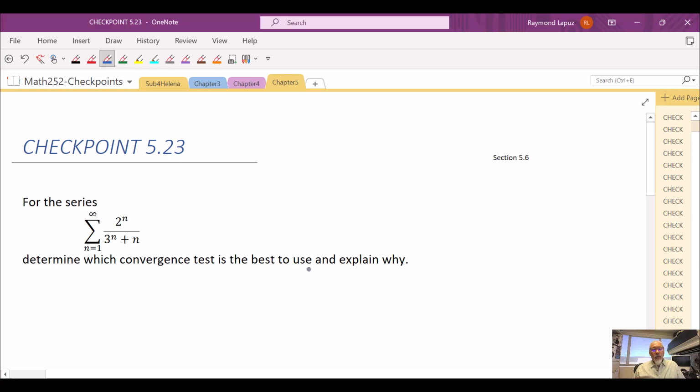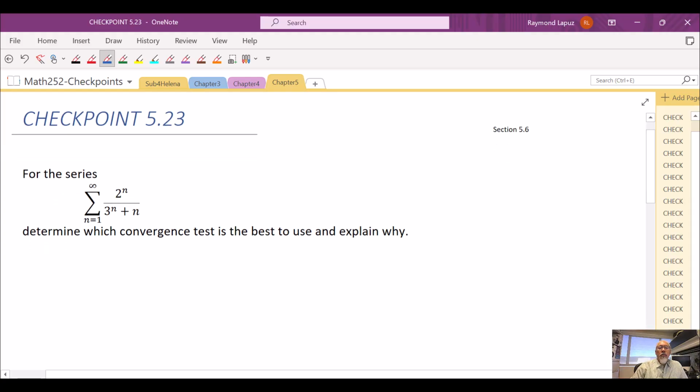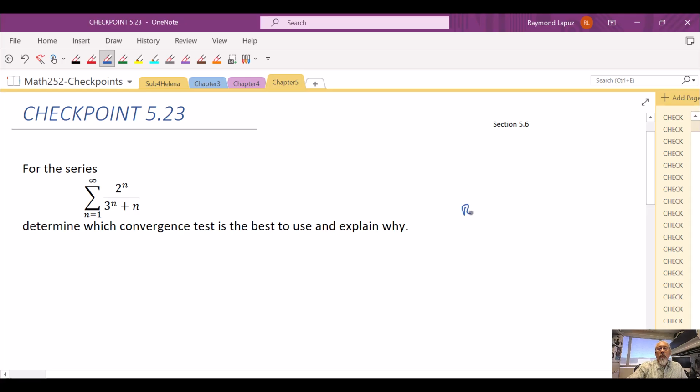Alright, so if I run through going backwards, the root test wouldn't be so good to use. Because then we would be taking the nth root of 2 to the n over 3 to the n plus n. Taking the nth root of 2 to the n over 3 to the n is great, but then you have a sum in the denominator, and that second term is n, so this is not a good test to use.